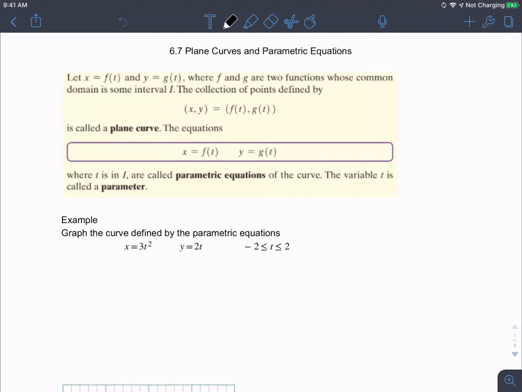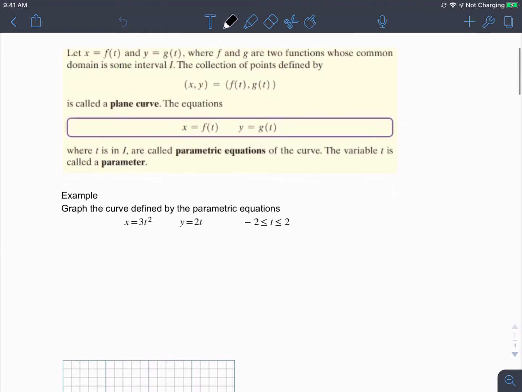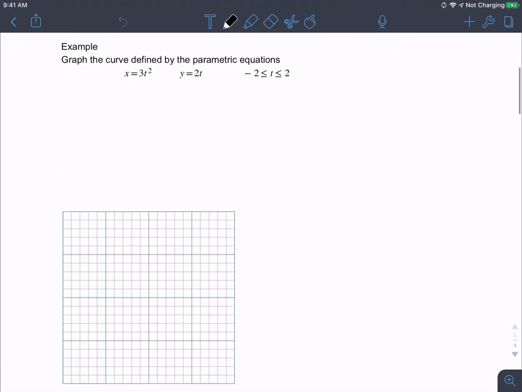This section is just going to cover parametric equations, and parametric equations are written this way. x is equal to a function in terms of t, and y is another function in terms of t, and t is called the parameter. So let's do some examples so you can better understand this. Here's our first example.